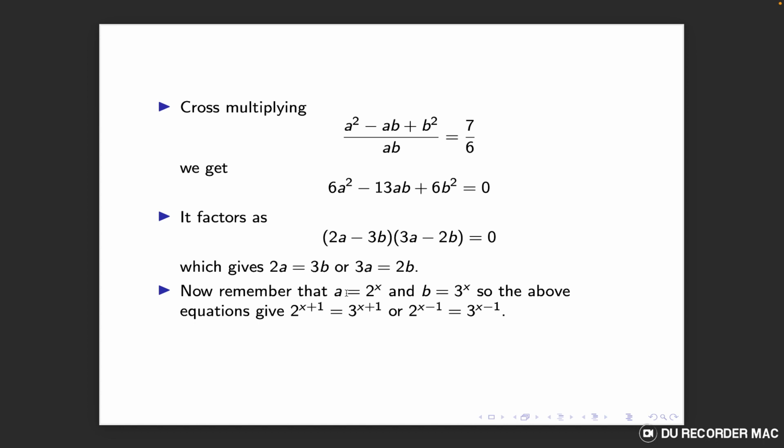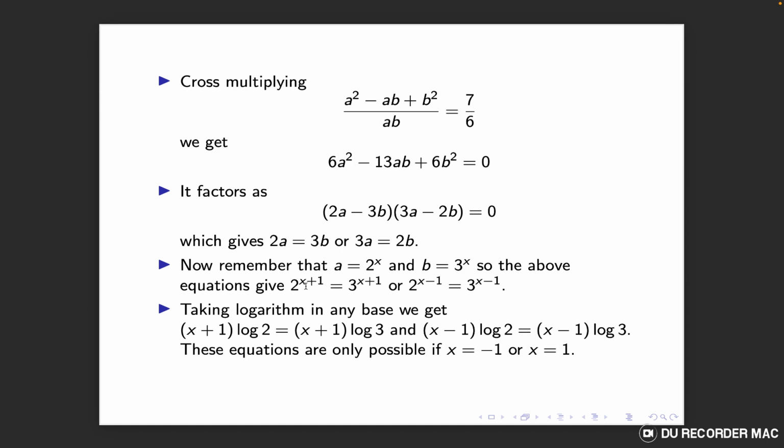Now we just remember that a was 2 to the power x and b was 3 to the power x. So the equation 2a equals 3b becomes 2 to the power x plus 1 equals 3 to the power x plus 1. And similarly, the second equation, 3a equals 2b, becomes 2 to the power x minus 1 equals 3 to the power x minus 1.